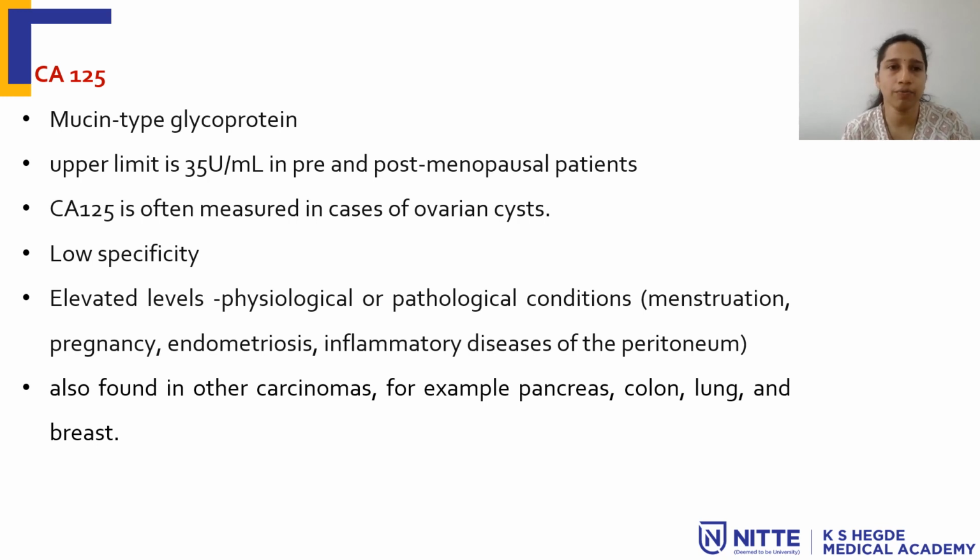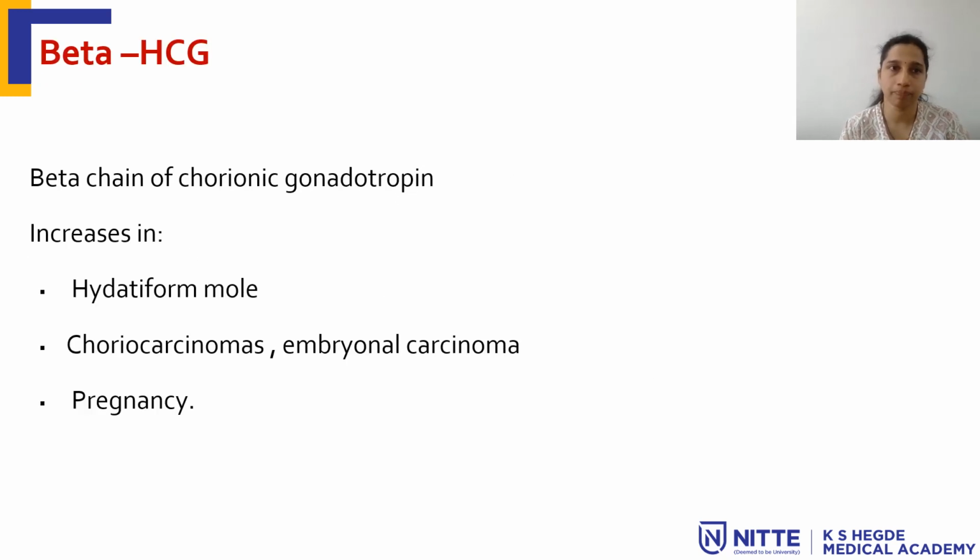markers, CA125 is a glycoprotein. The upper limit is 35 units per milliliter, and it can be used for screening of ovarian cancer in pre or postmenopausal patients, but it has low specificity because it can be elevated in various other conditions also, which can be physiological or pathological. Physiological, like during menstruation or during pregnancy. Pathological can be endometriosis or inflammatory diseases of the peritoneum, and also in other cancers like pancreas, colon, lung, or breast cancer. So it has very low specificity.